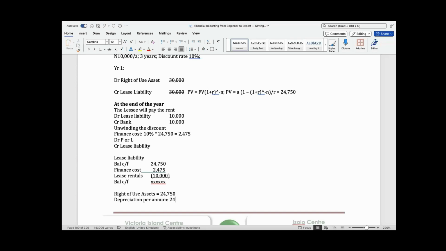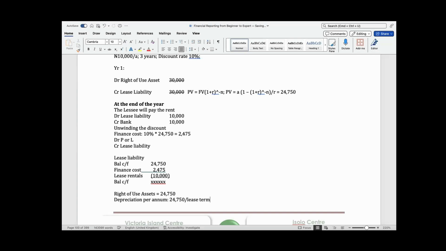So this should just be 24,750 divided by what? Is it over the lease term or over the useful life? Over the useful life. It's over the lease term. Please, for this one, it is very important. That's the main thing for right of use. You depreciate it over the lease term, because that's the period over which you have control.